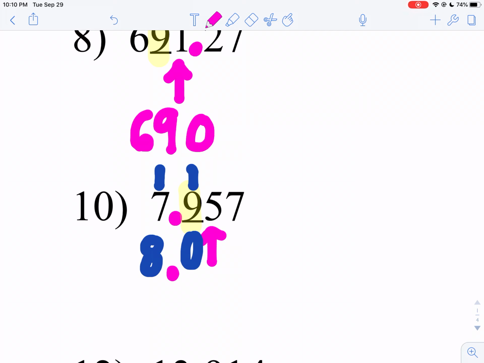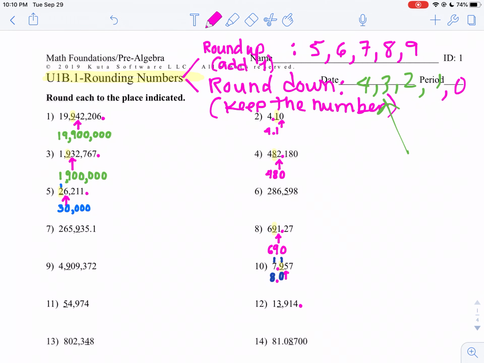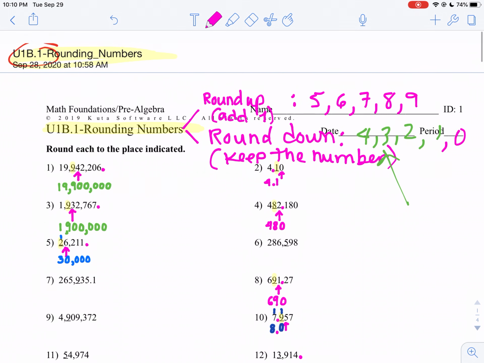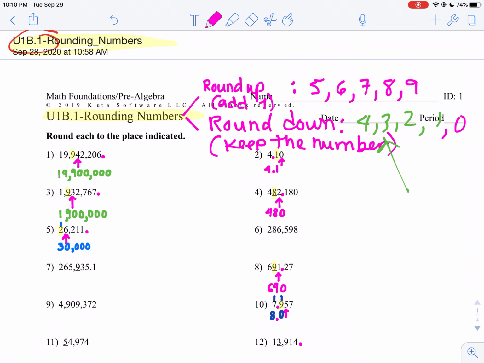Remember, if the underlying number is after the decimal point, I don't need to replace the other numbers with zeros, all right? So this is how we round numbers in math, okay? Hopefully this helps. All we are doing this week is rounding numbers. So you have a lot of exercises for you to practice, okay? So you can become very good.